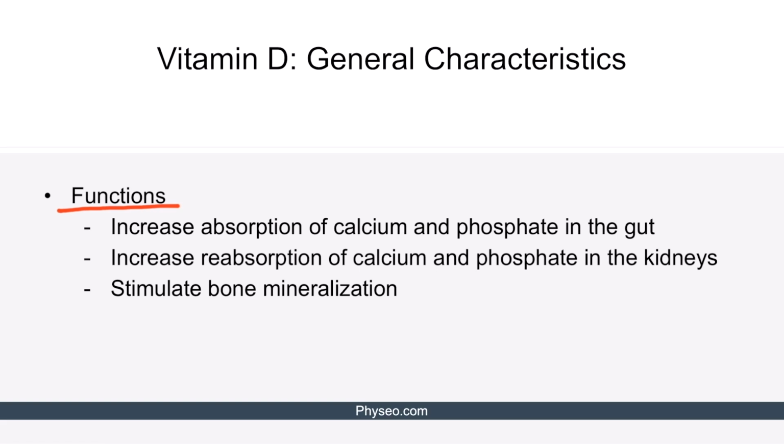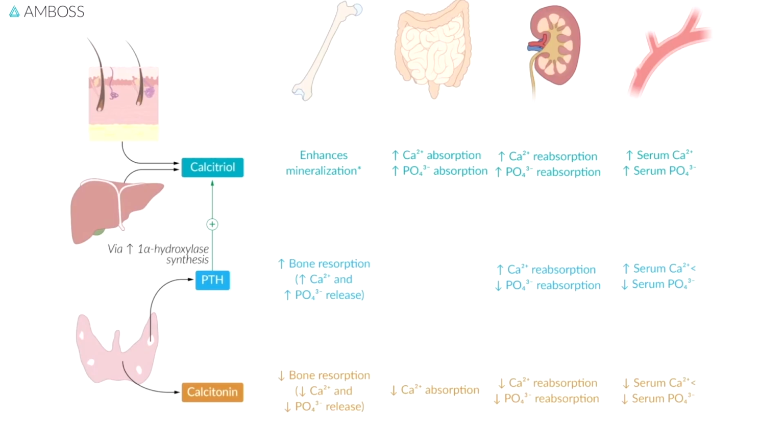First, it increases calcium and phosphate absorption in the gut. In addition, it promotes reabsorption of calcium and phosphate in the kidneys. And finally, it stimulates bone mineralization. Here is another Amboss image. We will highlight some important points in the regulation of calcium and phosphate.